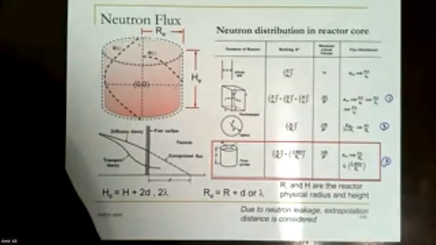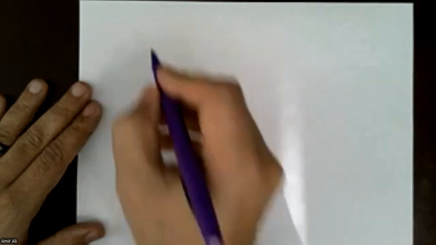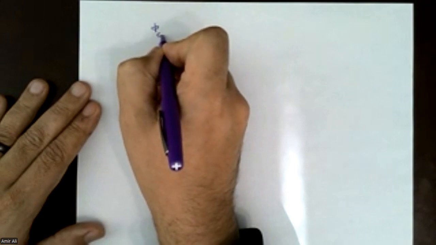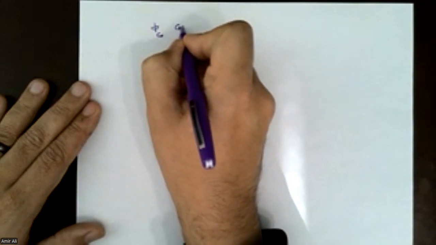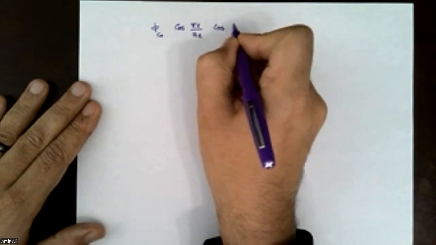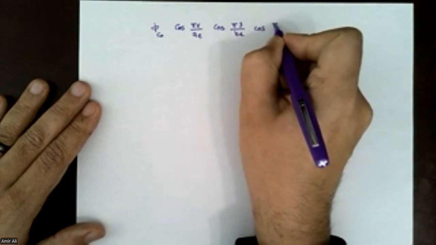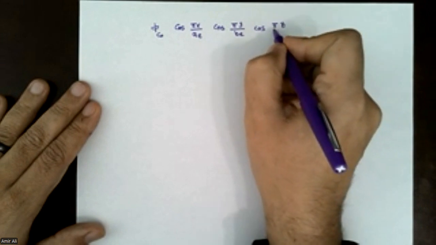So let's write down the equation one by one, and let's define the unknown terms here. We're still under neutron flux. I'm going to start with the Cartesian coordinate formula. So we have phi c naught cosine pi x over a e, cosine pi y over b e, times cosine pi z over c e.